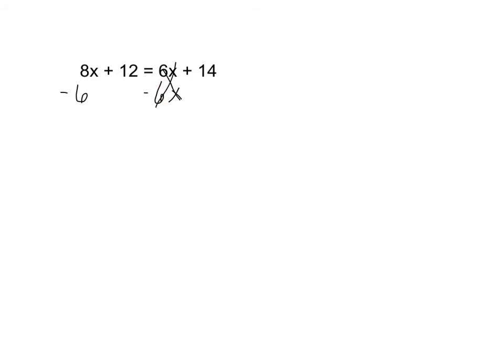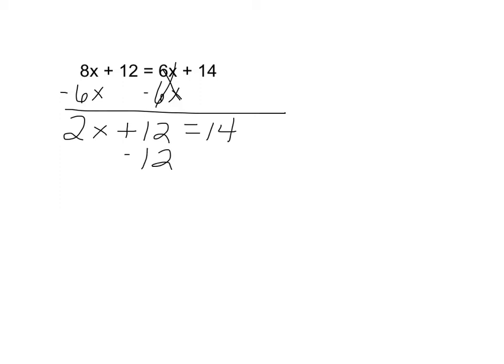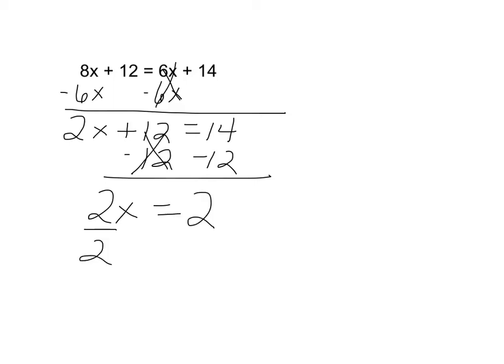Whatever I do on one side, I have to do to the other, and I do it with the like terms. So now I have 2x plus 12 equals 14. Now that looks like something we can handle. We're still trying to get x by itself. Take away, I end up with 14 minus 12 is 2. Do the opposite of multiplication, which is division. Cancel. X equals 1.